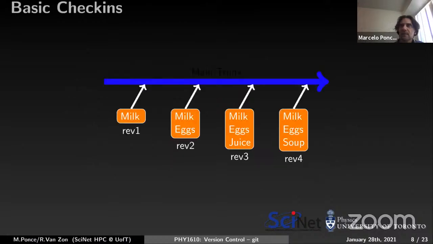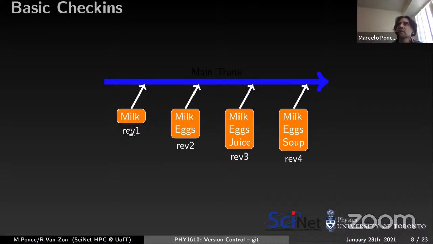This is another silly example, if you wish, mostly thought for people who are not used to how version control works. There is what we call the main trunk. This is an analogy for the repository, if you wish. Let's say we are keeping version control of the shopping list that we have to do at the end of the week. So we run out of milk.